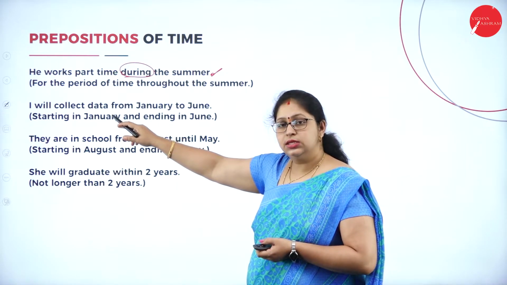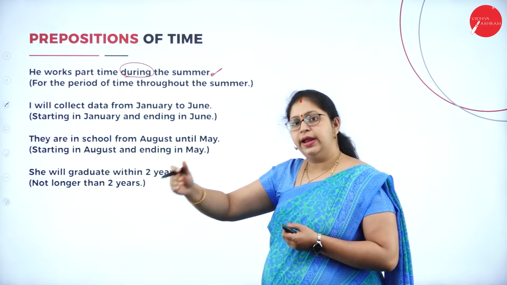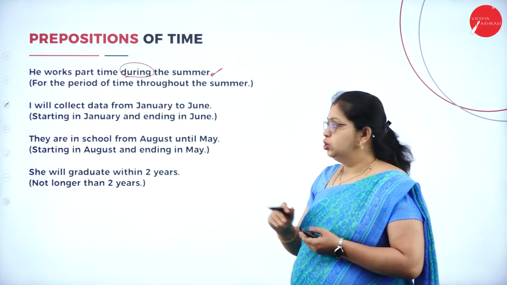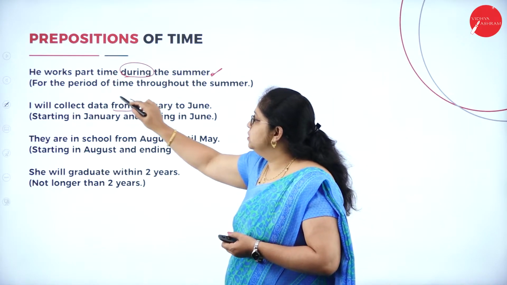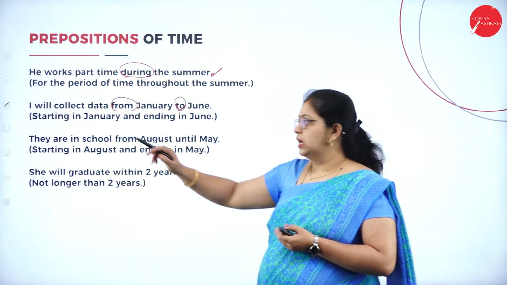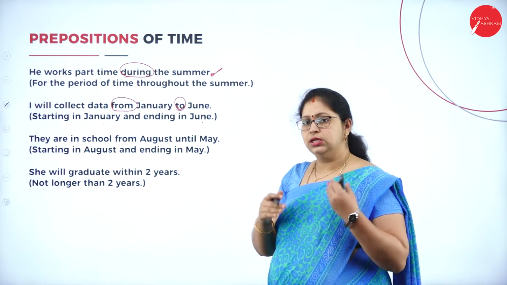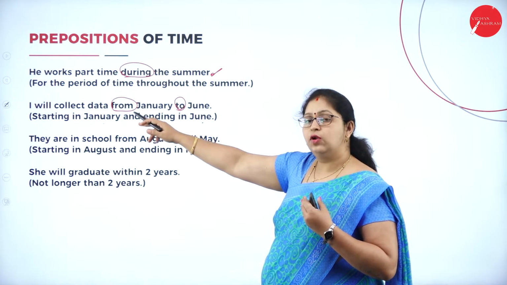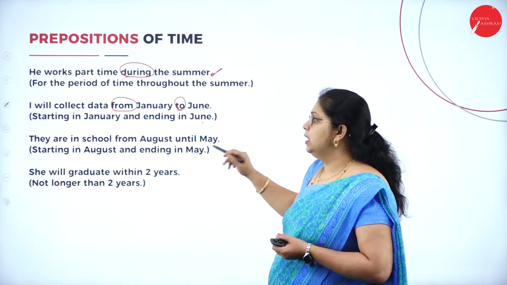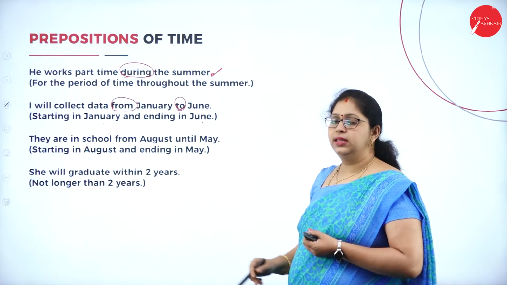Next, I will collect data from January to June. So, there is a time from January to June. Once it started, it is extended till a particular time, from January to June. So, these prepositions from and to are used here. It started in January and ended in June. So, we use from and to. They are in school from August until May. So, what has happened here? It has started in August and ends in May.